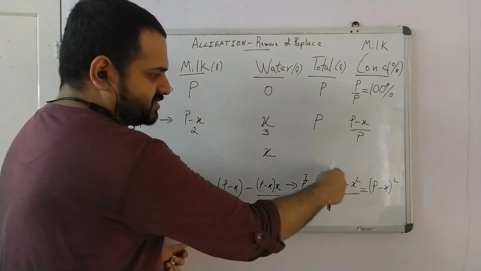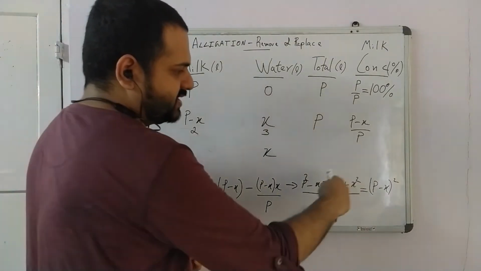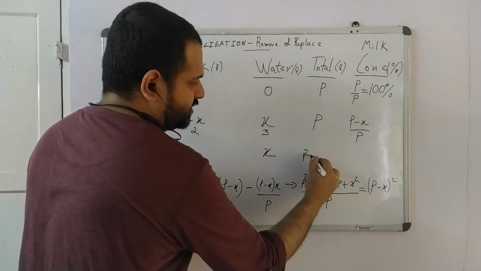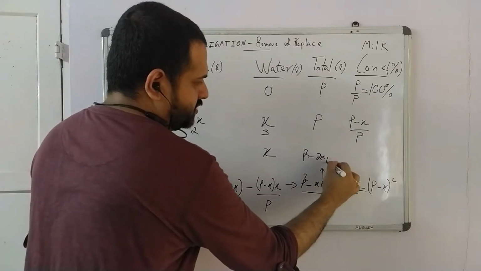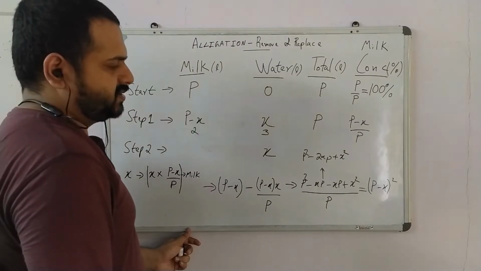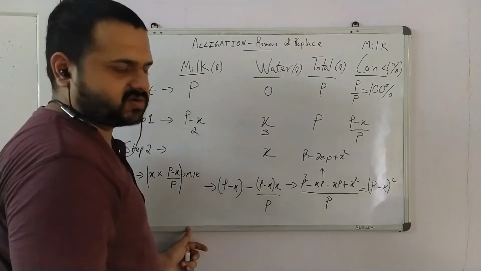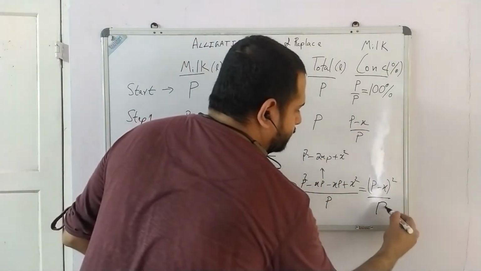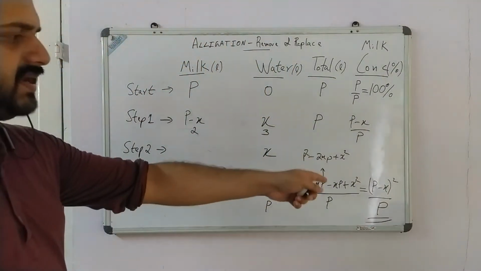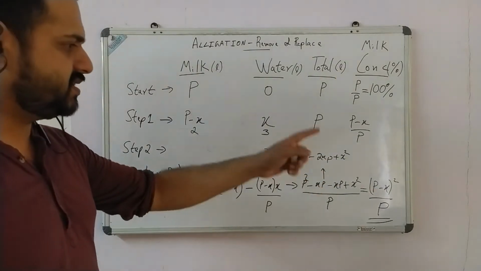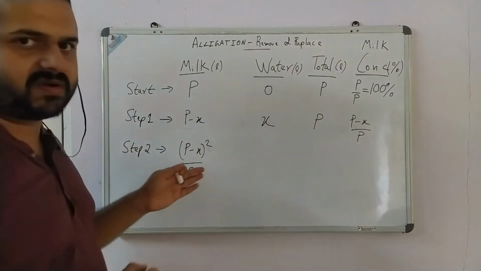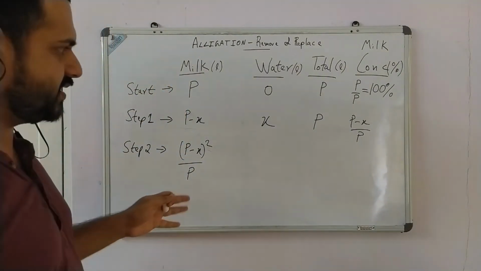Now what is this term? This term is equal to P minus X the whole square. Why? Because this reduces to P square minus 2XP plus X square, right? So this is P minus X the whole square, correct? Over P. So this is the amount of milk that is remaining after step 2. P minus X whole square by P. This is the amount of milk that is remaining right now in the solution, right?